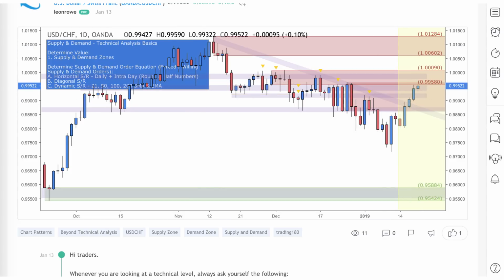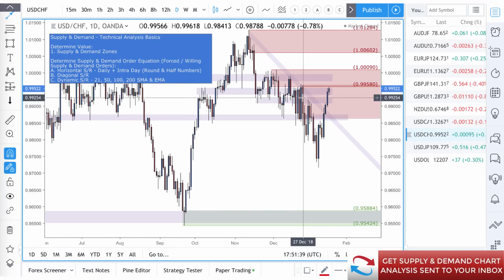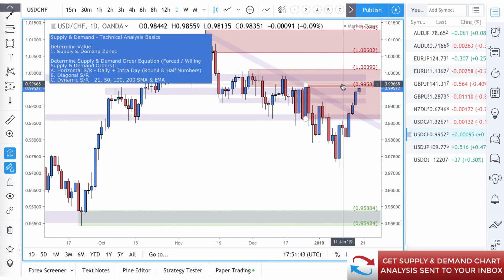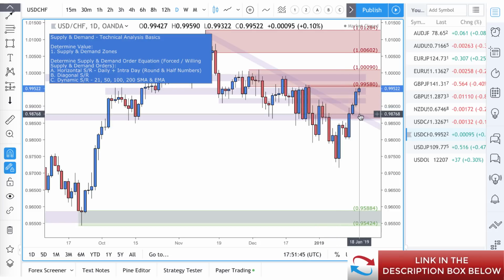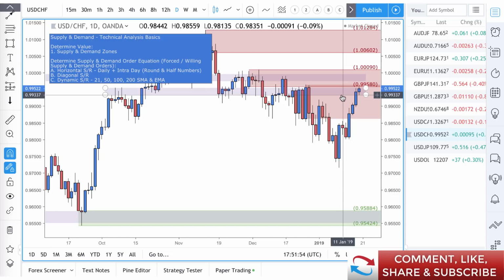So what we're looking at now, if we go to the charts, from an update perspective, I'm going to get rid of this, get rid of that, and get rid of these areas here.